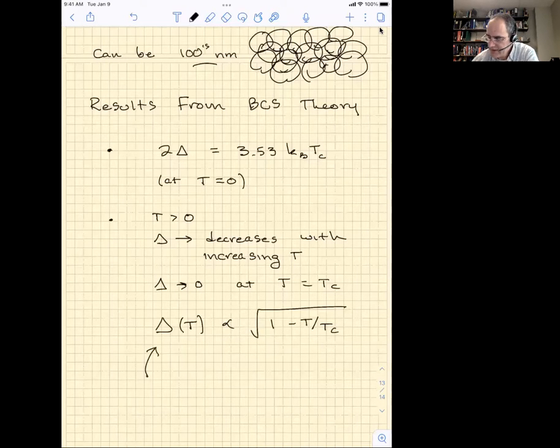So the fact that the gap depends on temperature is a hallmark that the transition to the condensed state, the superconducting state, is a second order phase transition. Much like the magnetization of a ferromagnet as you drop below the Curie temperature.